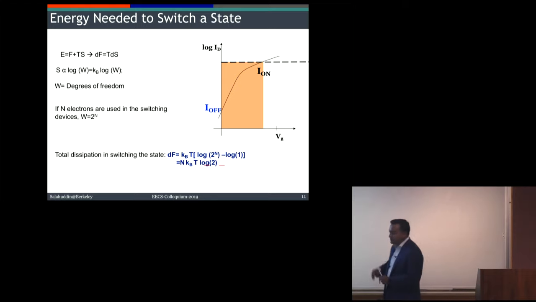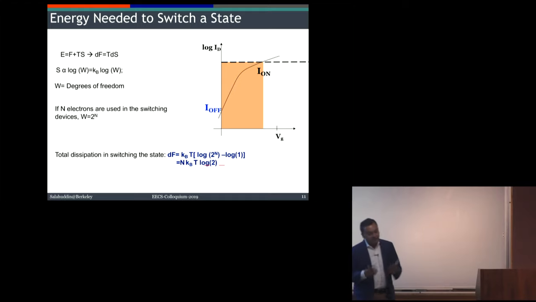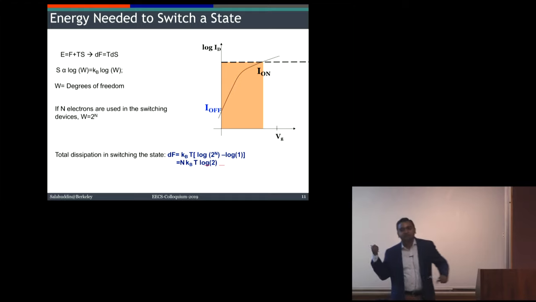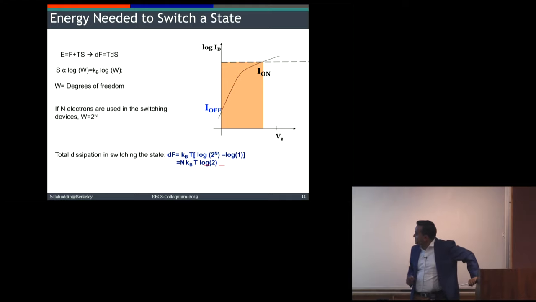You can come to this number from various directions. Information theorists also find this number using the entropy of information. But essentially, this is kind of this ideal limit of transition.